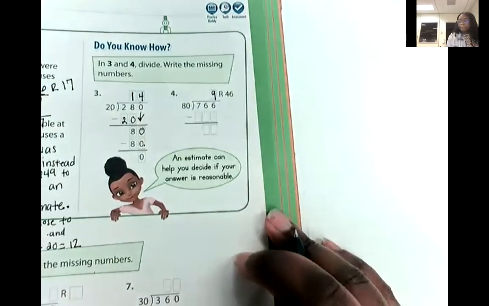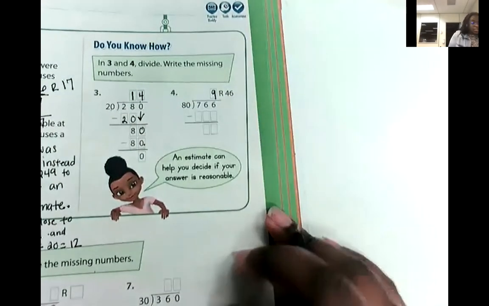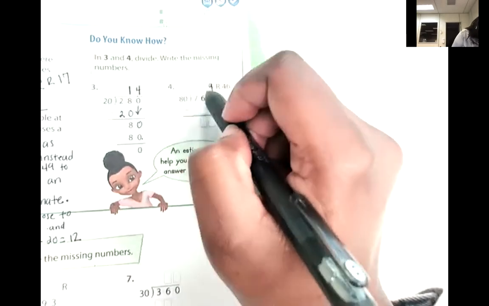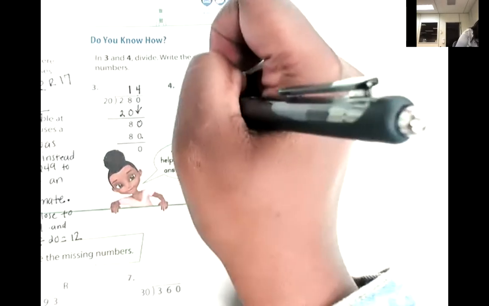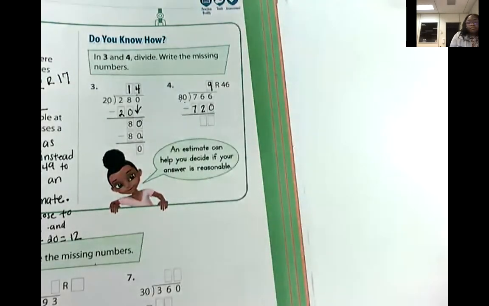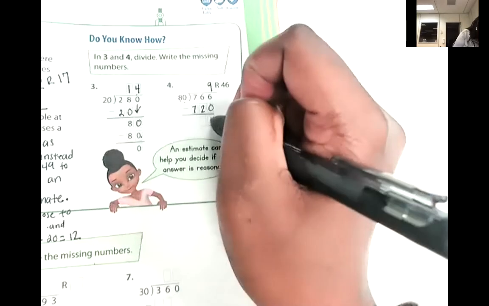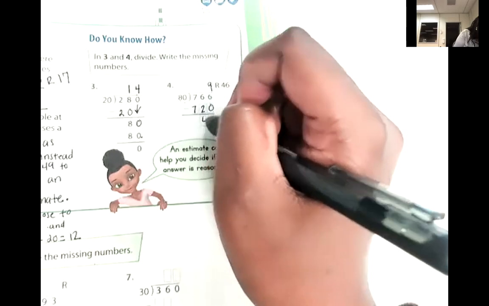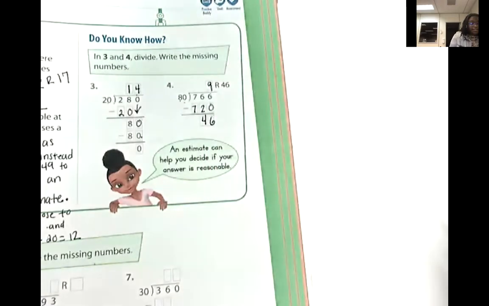Can you all see that? All right. So 9 times 8 would give me 72, and we add the 0. So 720. Right? 6 minus 0 is 6. 6 minus 2 is 4. So we have 46. And guess what?